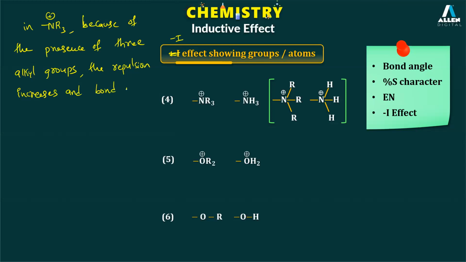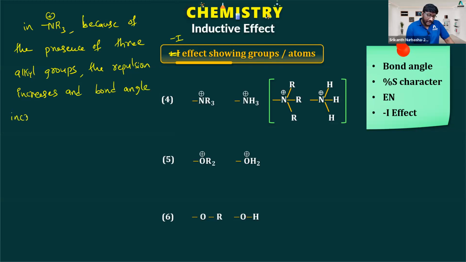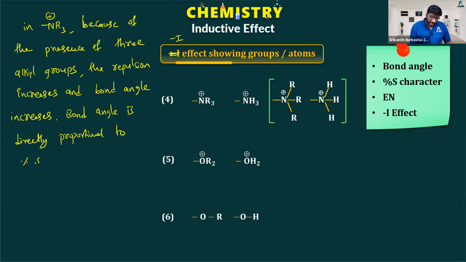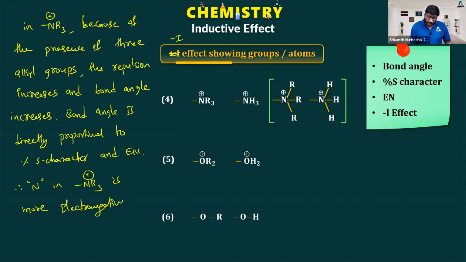Increases. And bond angle increases. Bond angle increases means what happened to the electronegativity? Bond angle is directly proportional to the percentage of S character and electronegativity. Therefore, nitrogen in NR3+ is more electronegative when compared to nitrogen in NH3+. Understood now?